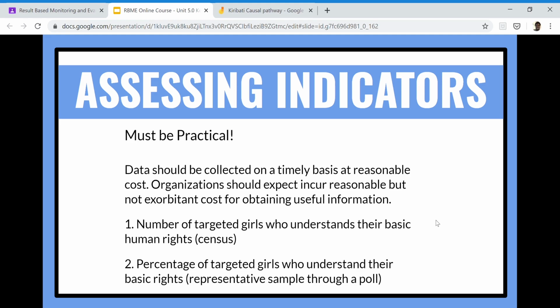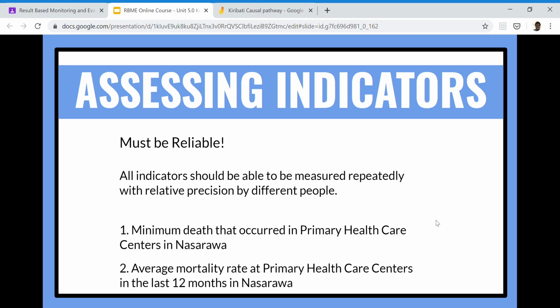So think about how practicable your indicator is. If it's something that is easy to collect, yes, it must be reliable.